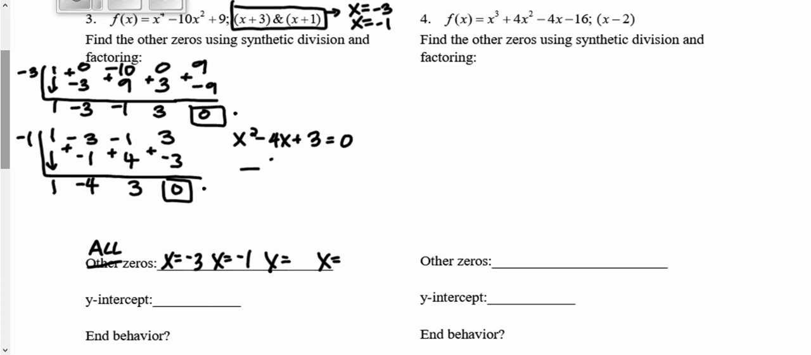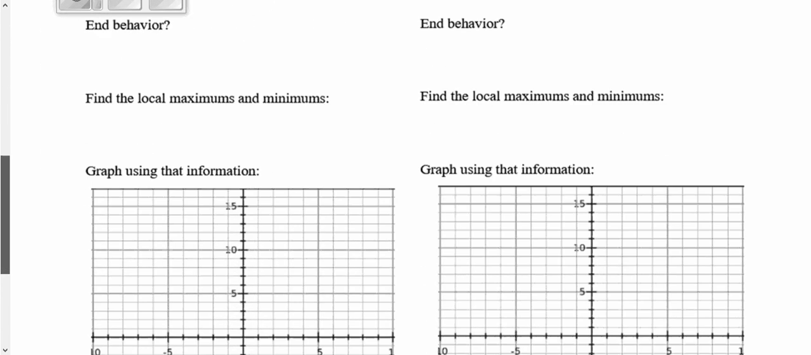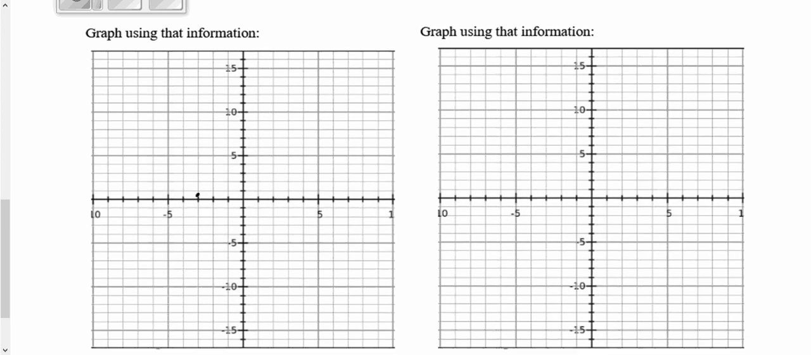Hopefully we can factor this to numbers that multiply to give us 3 and add to give us -4, thinking -1 and -3, which means our factors are x minus 1 and x minus 3, which means our missing zeros are +1 and +3. So it looks like for our zeros we have +1 and +3. I'm going to go ahead and put those on our graph.